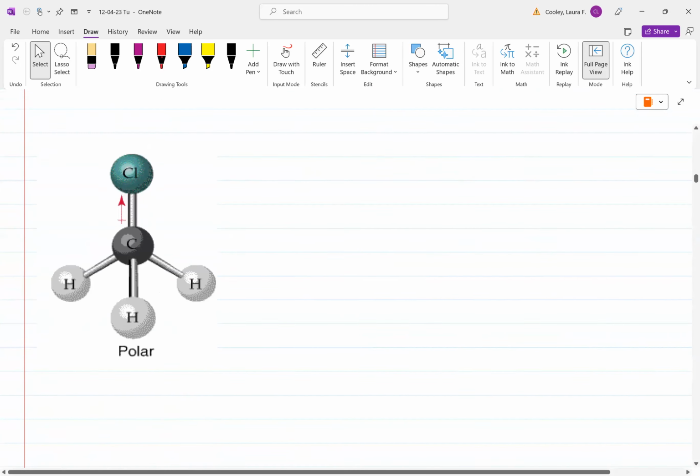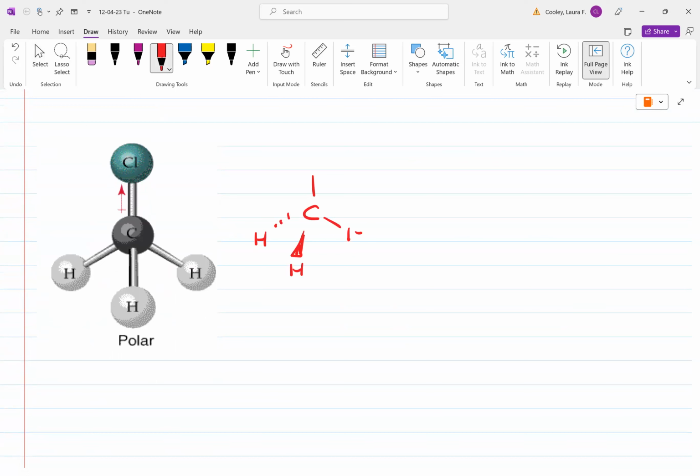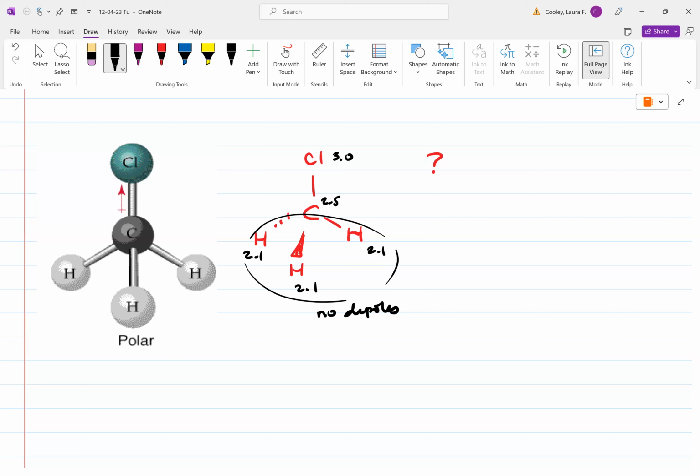But what if you had 3 hydrogens? Again, we have the same tetrahedral structure, but you have hydrogens here and a Cl here. So what about this one? The electronegativities are 2.5, 3.0, 2.1. So we have no dipoles down here, and you only have 1 dipole. Well, there's nothing to cancel it. So this one is going to be polar. It's a polar molecule.